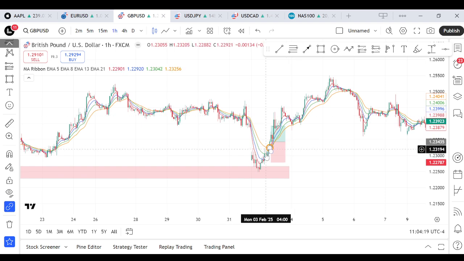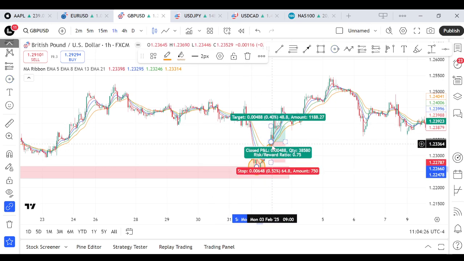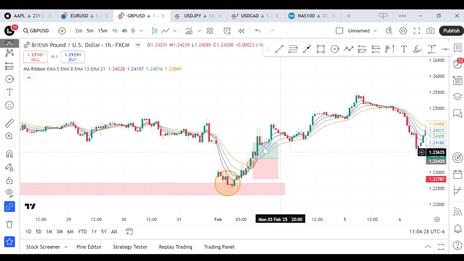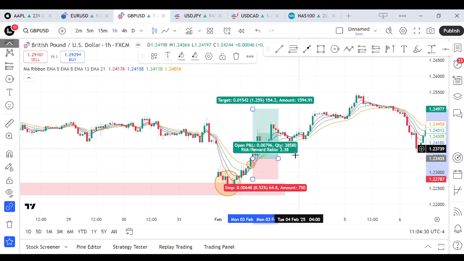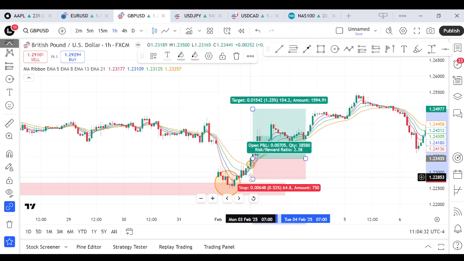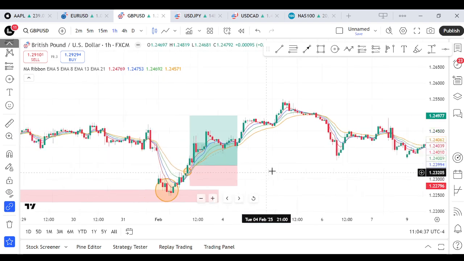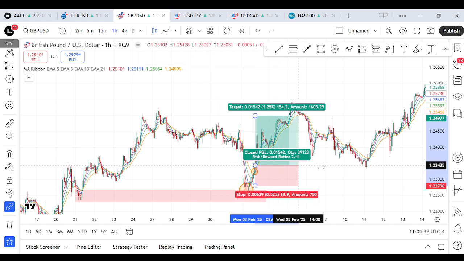We have our EMAs stacked already. So if you are skeptical about entering a buy trade from here, you could wait for the EMAs to give you the confirmation, which it did here. So we just place our buy entries and take our take profits all the way. Now the stop loss goes below this low, this level here. That's how I would have been able to take this trade.